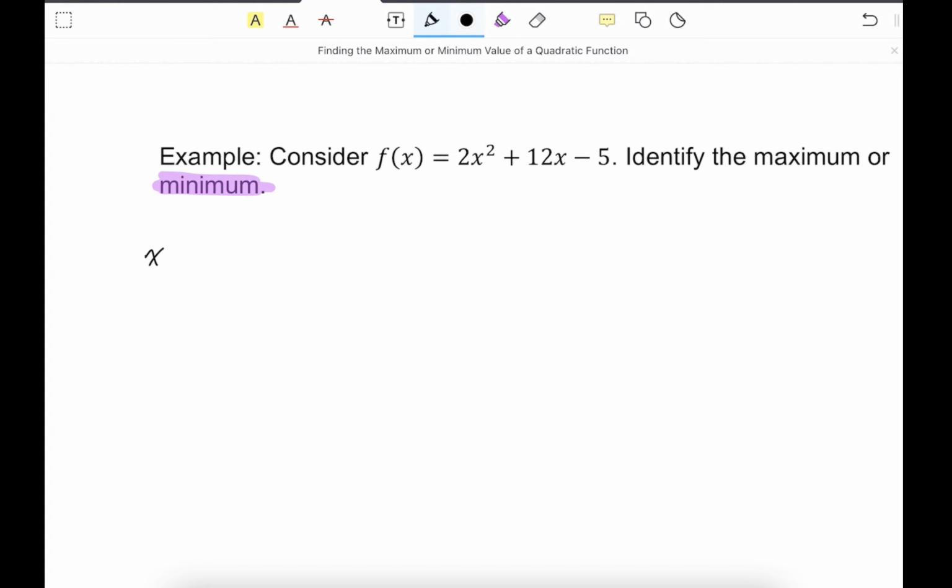The x-coordinate is the opposite of b over 2 times a. So this gives the opposite of 12, which is negative 12, all over 2 times 2. That gives me negative 12 over 4, which is negative 3. Now we just find the y-coordinate by plugging in negative 3.